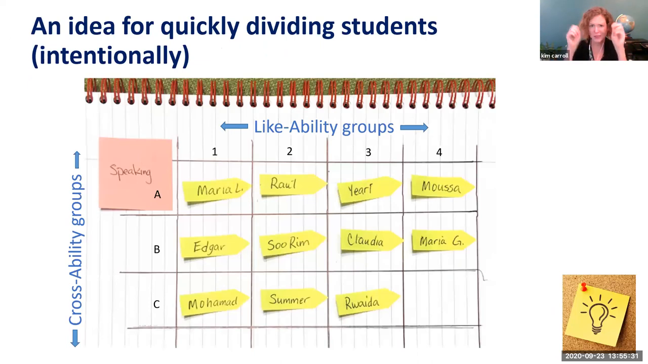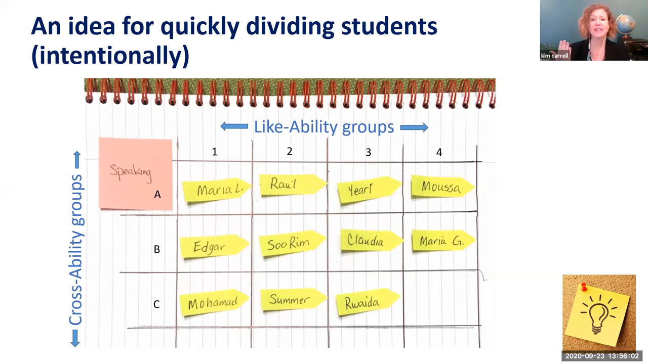This is something I just made in a notebook, and I have my students' names on little sticky notes. And you can see I have speaking here. So I'm thinking about their speaking ability level. And I'm just taking a sticky note with their names. And I started in the left corner with who I think has the highest speaking ability. And I'm just putting their names into the grid across. So the top left corner has the highest speaking ability and the bottom right corner has lower speaking ability.